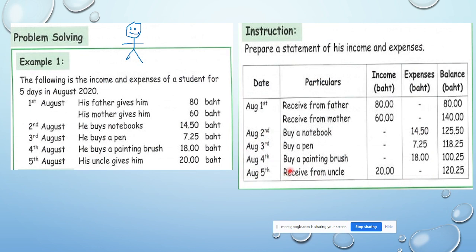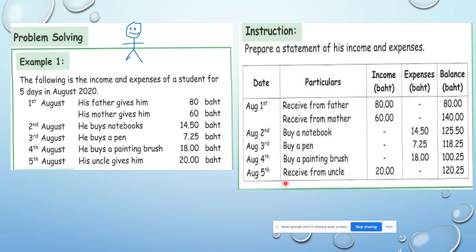Next, you bought a painting brush that costs 18 baht. Okay, now that 18 baht is an expense. So you have to subtract again. 118.25 minus 18. That is 100.25. Yes.